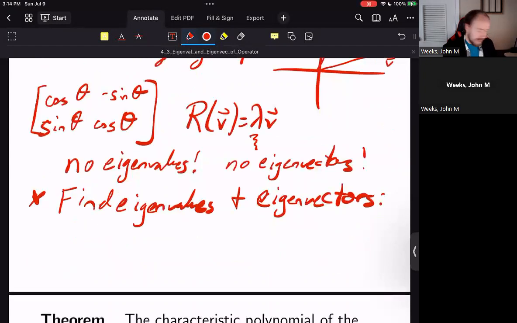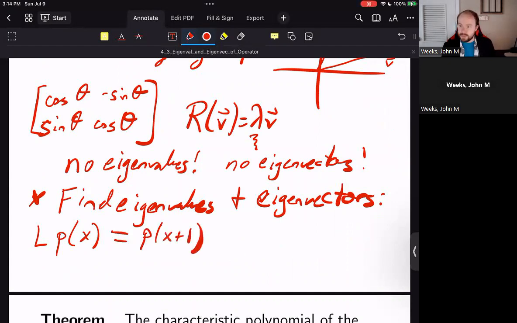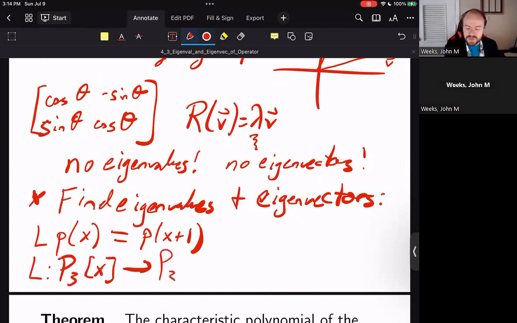Let's take the map L to be the one that takes the polynomial p of x and spits out p of x plus 1. First, does this make sense as something that goes from the space of polynomials of degree, let's say, less than or equal to 3 here to try and make it a little bit nicer on us, into the space of polynomials of also degree less than or equal to 3. This should make sense to us.